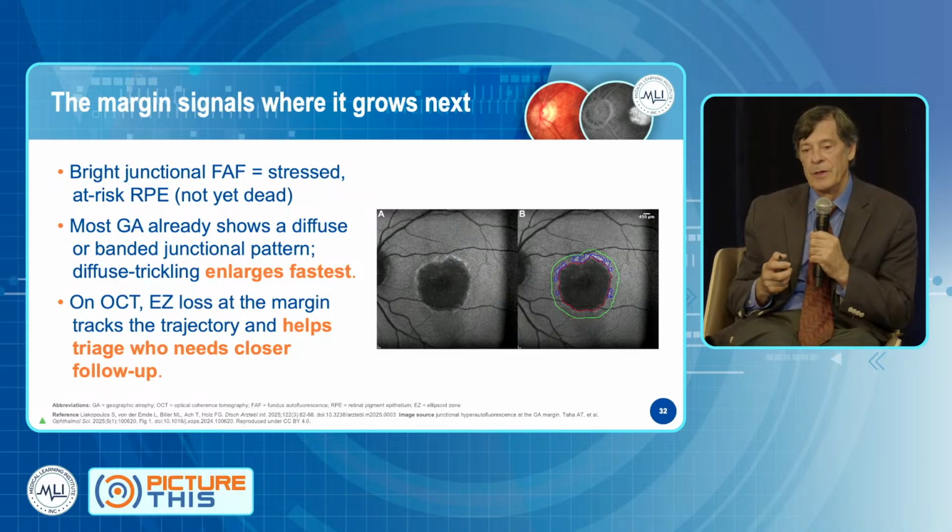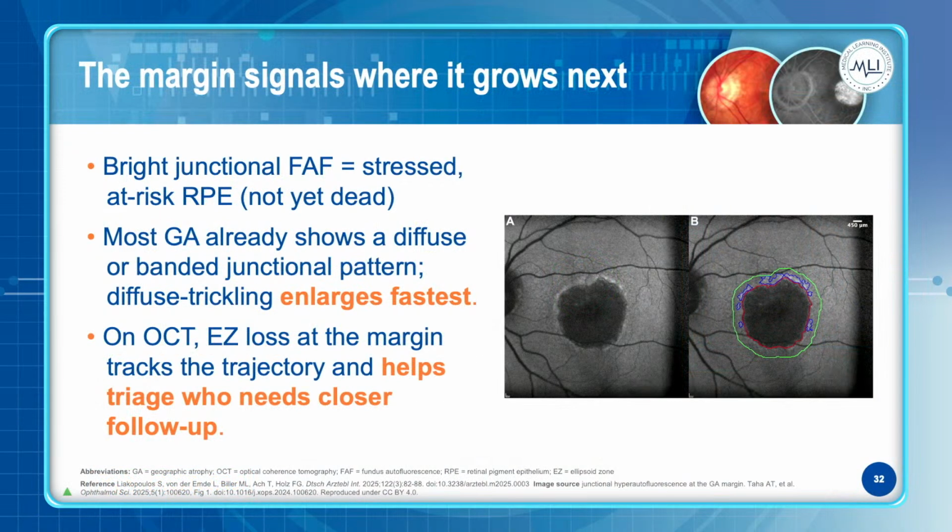So here you see the atrophy, the hypoautofluorescence, and around the hypoautofluorescence is typically where you see the sick or dysfunctional RPE. That's the hyperautofluorescence. We describe different types of patterns of hyperautofluorescence. The diffuse or banded pattern are the most typical, and here you see the banded pattern, which looks like a ring surrounding the hypoautofluorescence. There's one particular pattern, the diffuse trickling pattern, which grows particularly fast.